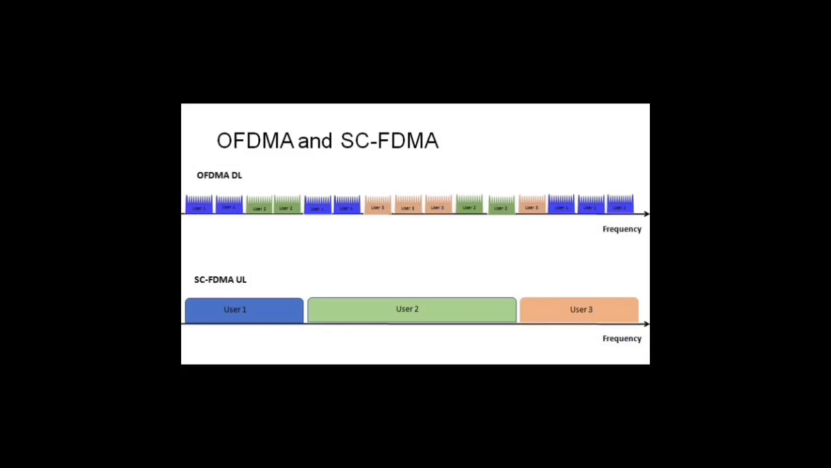In uplink, we have a similar principle, but the UE is allocated consecutive resource blocks. From the UE's perspective, the frequency allocation is seen as a single carrier, thus giving the term single carrier frequency division multiple access.